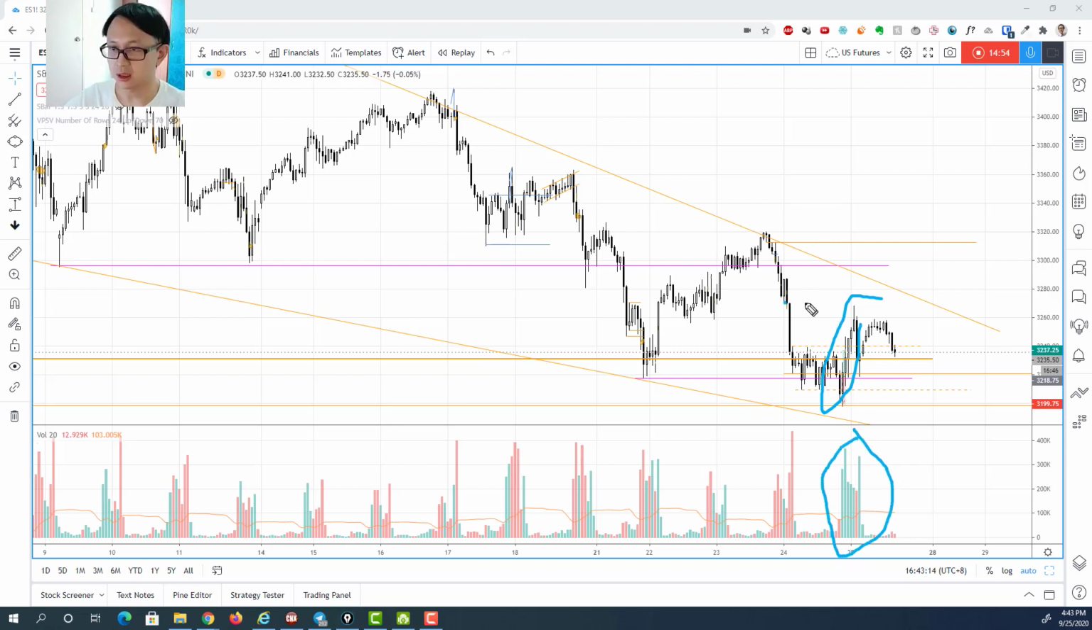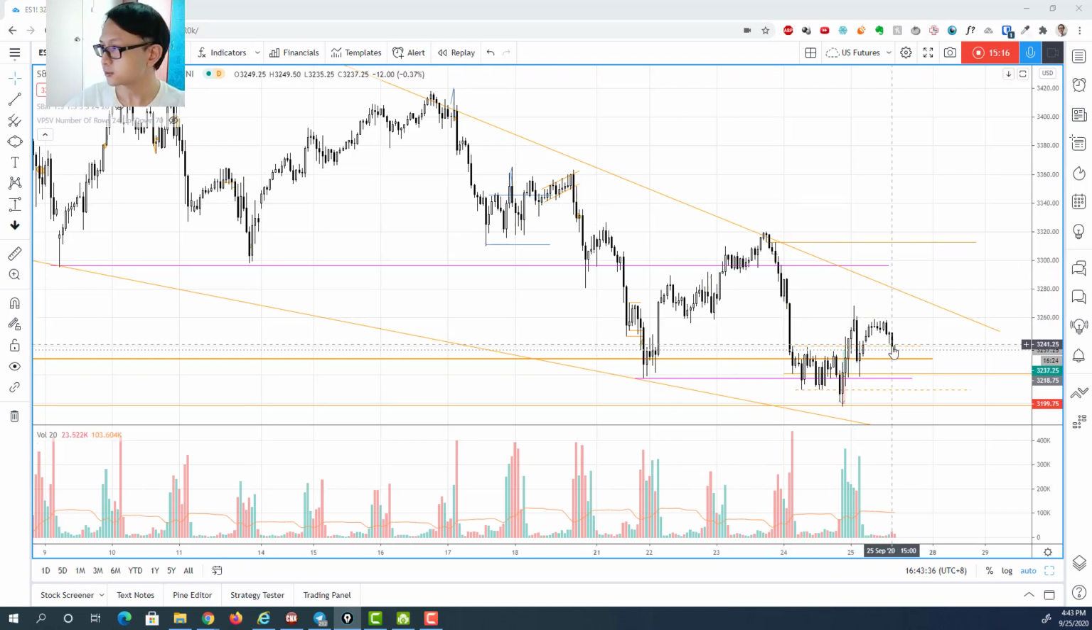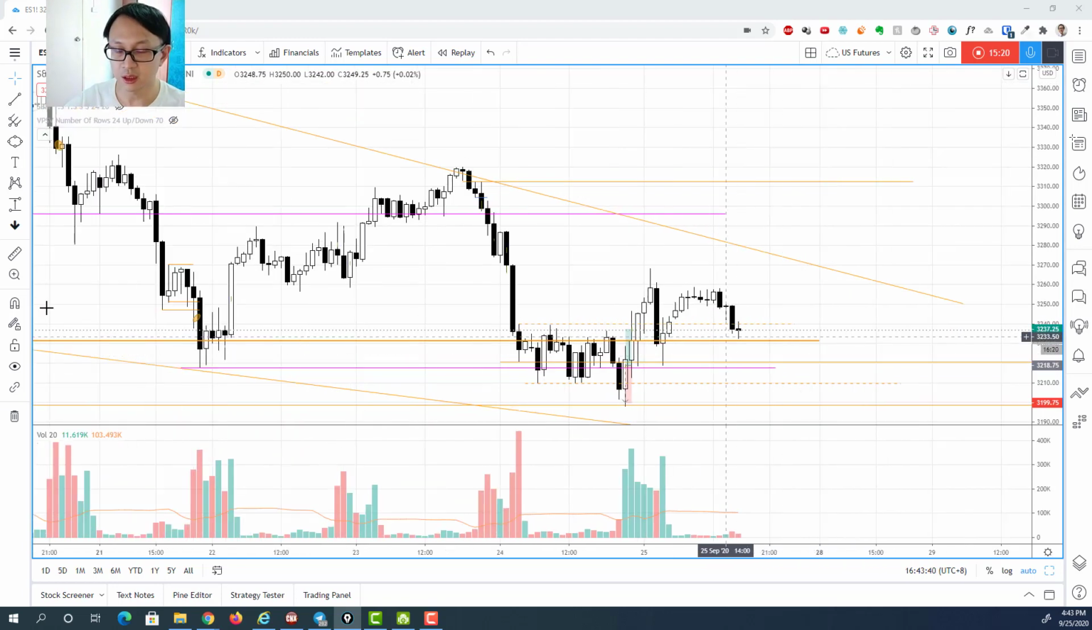So I want to see some commitment above the level 3270 together with another further commitment up at 3320 as well. So when the price can commit at these two levels, then I will switch to a bullish bias for the S&P 500. So right now, definitely I think we have a chance to see the S&P 500 rally up.